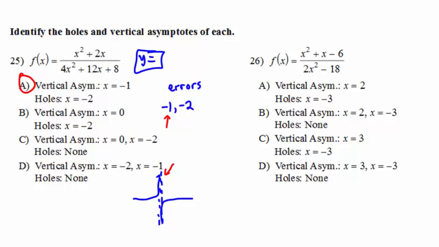So we'll do the same thing with 26. So type it in to y equals. Look at your table of values. There's errors at 2 places again. One is at +3 and one is at -3. So look at your graph. You should see your vertical asymptote is at +3. You don't see anything happening at -3, which means there is a hole at -3. So our answer is C.